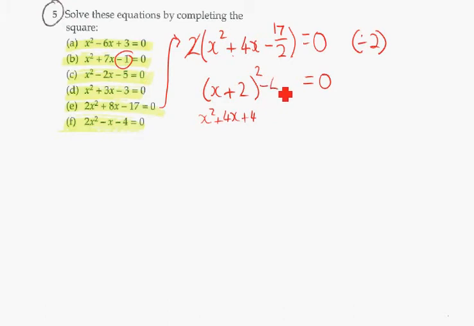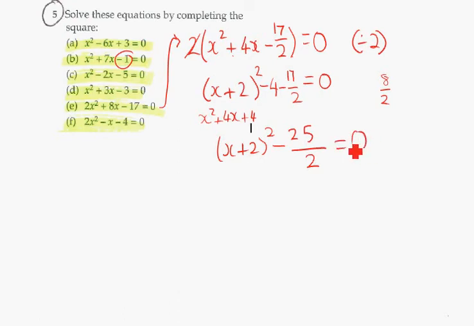Now I don't want the 4. In fact, what I want is a minus 17 over 2 term. So tidying that up, x plus 2 all squared. Now the 4 we can write as 8 over 2, so let's think about that. I'll have a minus 8 minus 17 over 2, which will be minus 25 over 2.